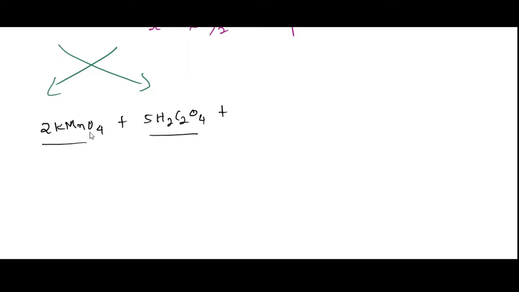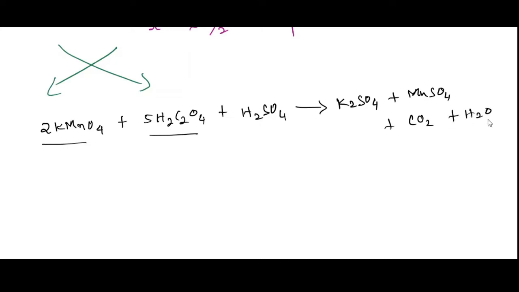Okay. So 2 KMnO4, 5H2C2O4, and you have H2SO4. Then you continue. So this is K2SO4 plus MnSO4 plus CO2 plus H2O. Okay, right. Now again you can adopt the ERP method, that will be very convenient for you. So let us work out.